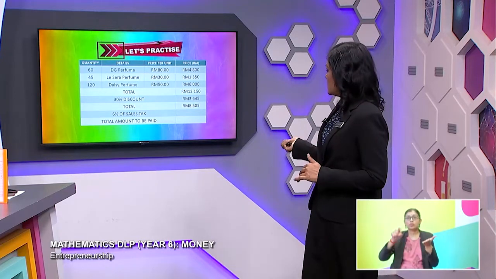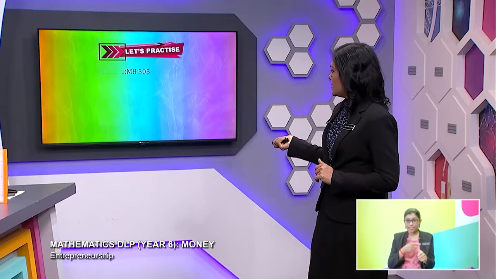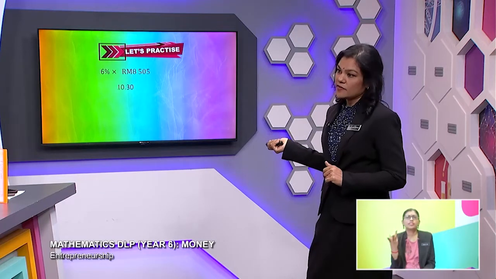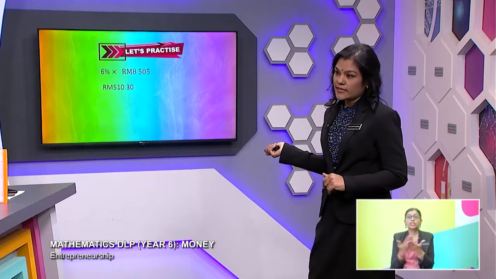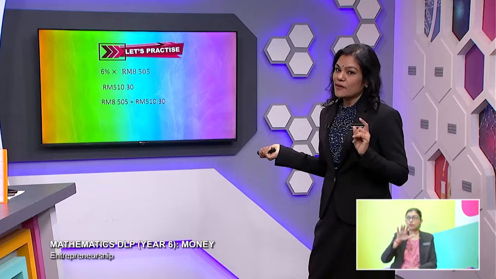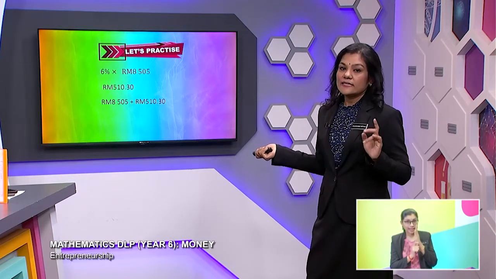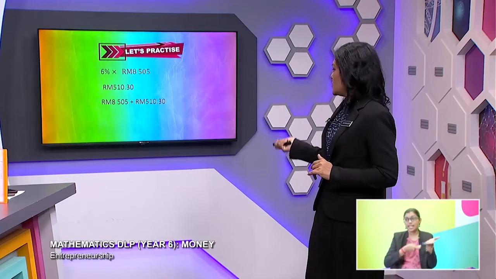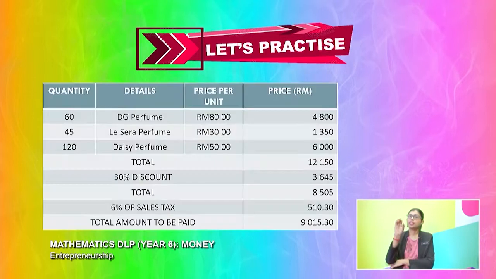First you have to find how much the 6% is. For that, 6 over 100 times 8,505, because that is the new total. You will get 510 ringgit and 30 cent. Remember we have to add that on to our total because it is the tax charged to us. Once you add, you will get 9,015 ringgit and 30 cent.